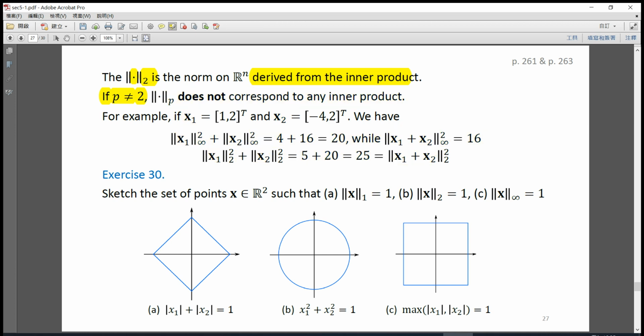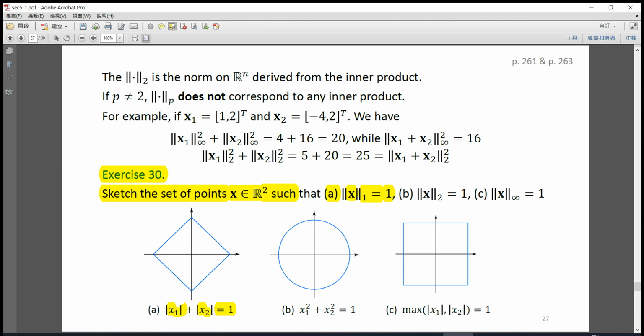Next, we discuss exercise 30. In this exercise, we need to sketch the set of points in R2 such that one of the following conditions is satisfied. In condition A, the one norm of x equals 1 corresponds to the equation the absolute value of x1 plus the absolute value of x2 equals 1. The set of points in R2 satisfying this equation is the diamond shape.